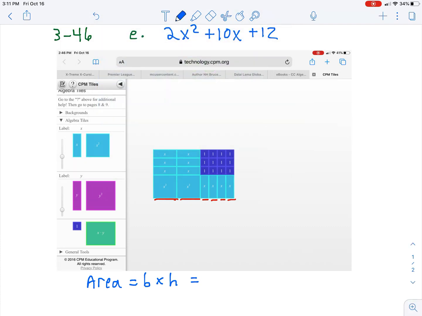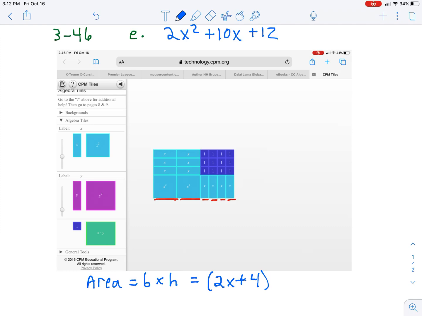Since we went through the side lengths of each of these, I know that the side length of an x square tile is x in length, and I have 2 of those. So my base starts out 2x, and then I add to that these 1, 2, 3, 4 side lengths, which for the x tile, the small side is a 1. So there's 4 of those, so it's going to be 2x plus 4 for my base.